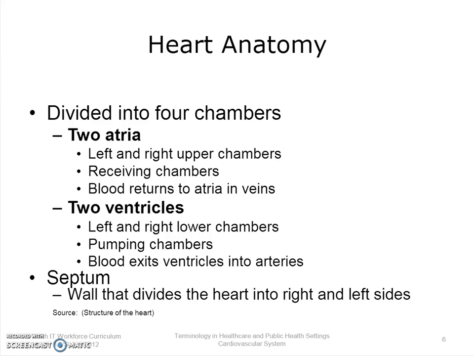The heart is divided into 4 chambers, 2 atria and 2 ventricles. The 2 atria are known as the left and right upper chambers. Blood returns to the atria in the heart through the venous system. The 2 ventricles are known as the left and right lower chambers. They're the pumping chambers, meaning they pump blood away from the heart. Blood exits the ventricles into the arteries to be circulated throughout the body.